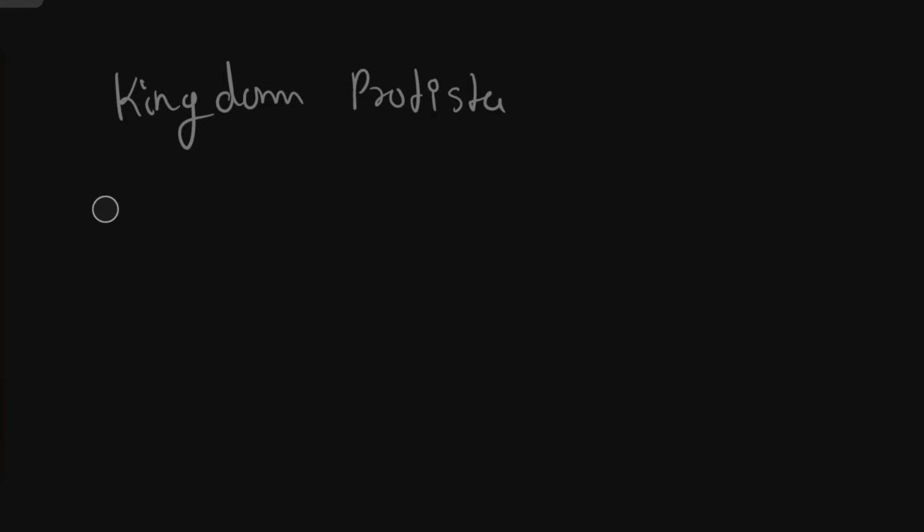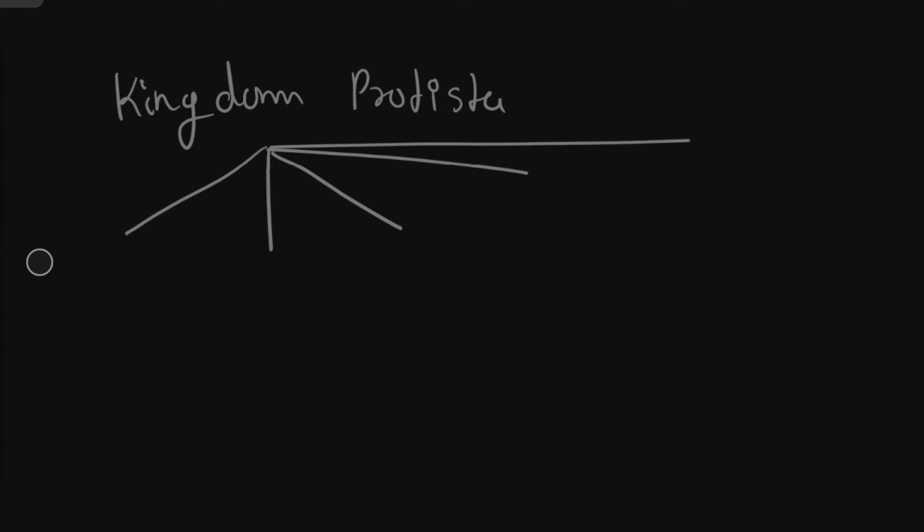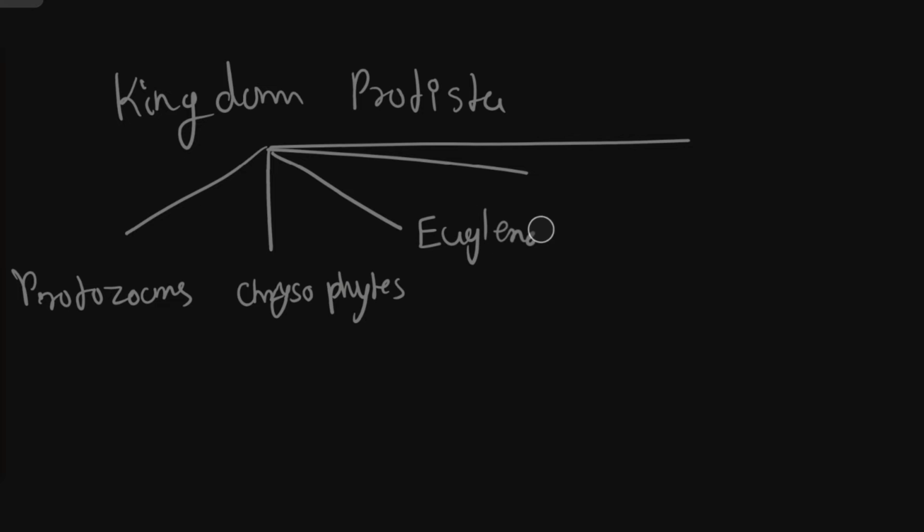Kingdom Protista is categorized into 5 different types. First it's starting with protozoans, then chrysophytes, then euglenoids, dinoflagellates, and the last one is slime molds.